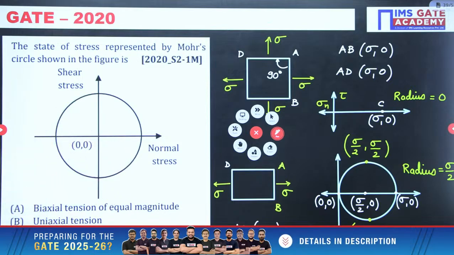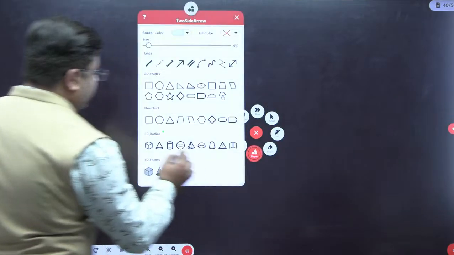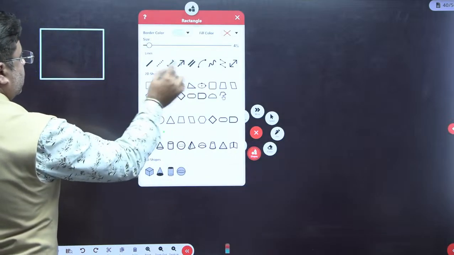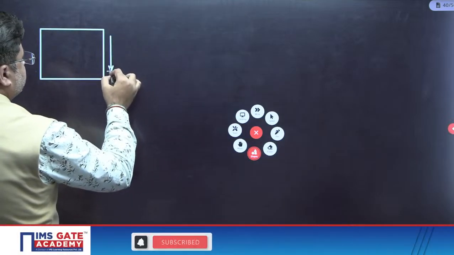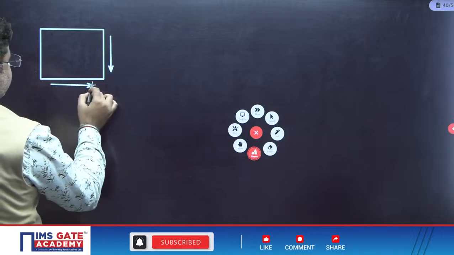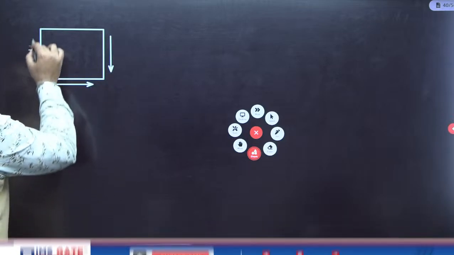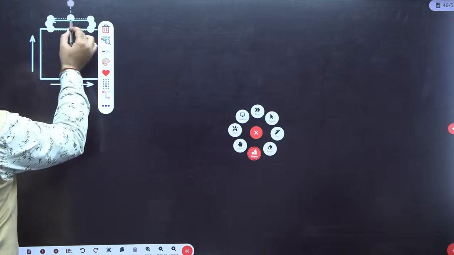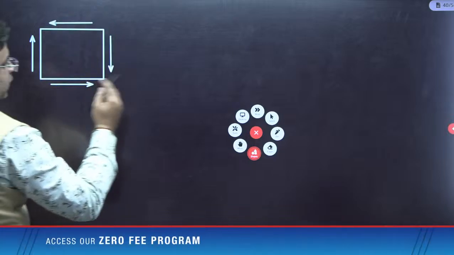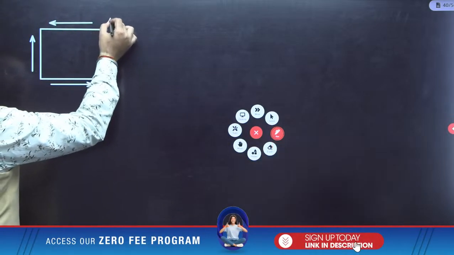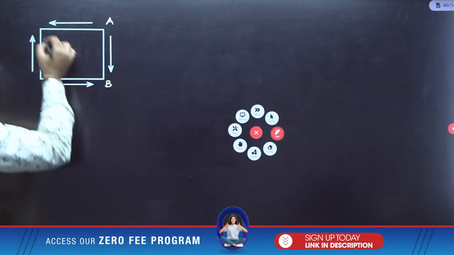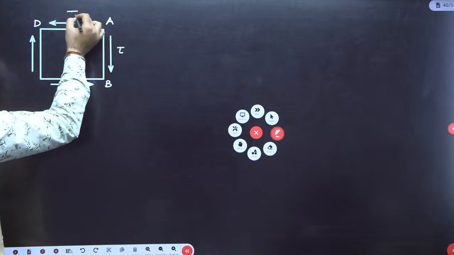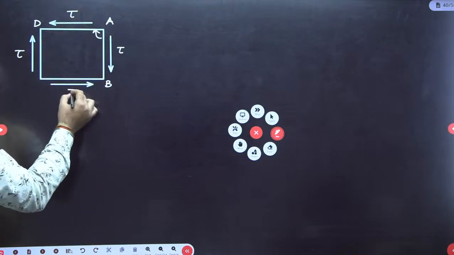Now comes the state of pure shear. A state of pure shear like this is the state of pure shear, where only shear stresses are acting and no normal stresses are acting. For this state of pure shear, let's see the Mohr circle that you will get. This is A, B, and this plane is D, and this angle is 90 degrees. So this is tau here, this is also tau here, and tau here. This is the state of pure shear.